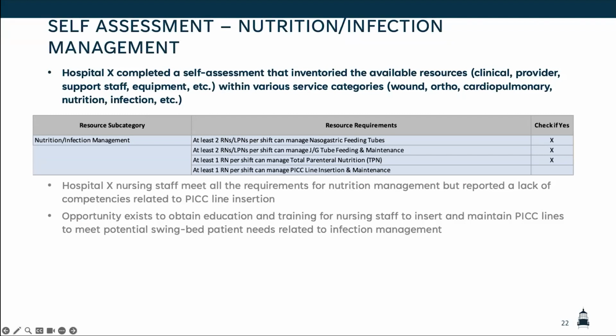not have expertise in was around PICC line insertion and maintenance. So they didn't have a nurse on a shift that could manage that. So, self-reflecting, there may be opportunities to obtain some additional education for nursing staff on PICC line management. Because what if we did have a swing bed patient that maybe needed some infection management, needed a PICC line, or had a PICC line and needed to have that maintained? Again, if we don't have that competency, that's not an admission to our swing bed program.